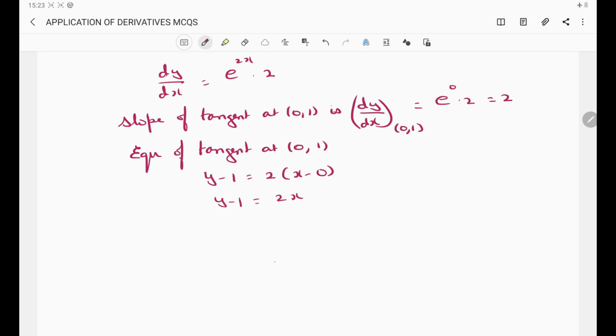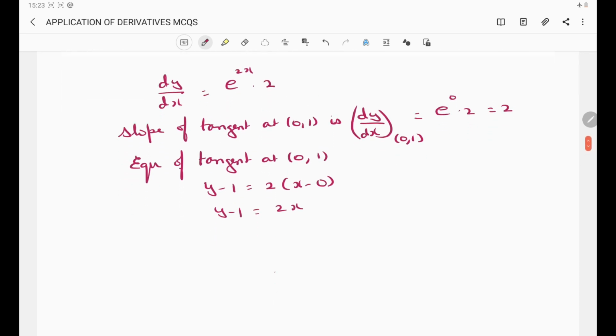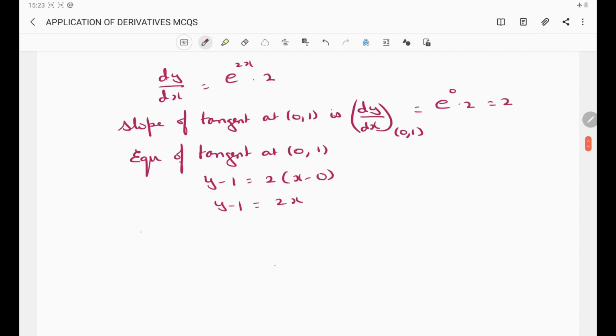Now we have to see where this line intersects the x axis. We know that when a line intersects the x-axis, the y-coordinate will be 0, since at a point where the line intersects the x-axis, its y-coordinate is 0.